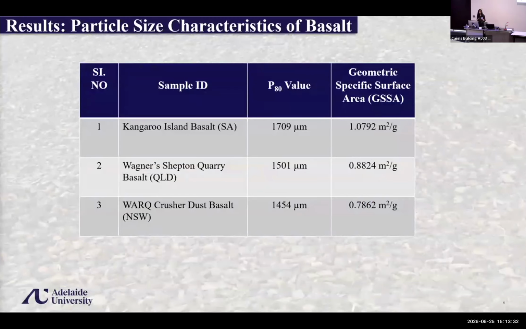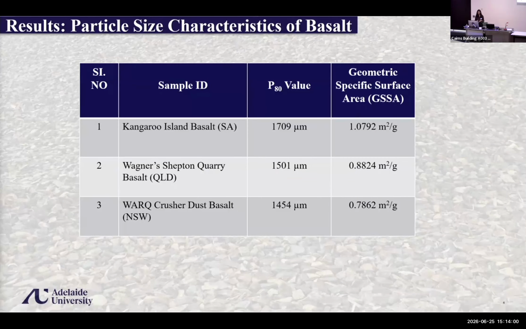Coming to the results of the particle size of basalt. The Kangaroo Island basalt shows a P80 value of 1709 micron, with a geometric specific surface area of 1.792 square meter per gram. That shows the highest P80 value and correspondingly the highest specific surface area. And then comes the Wagner's Shefton Quarry, at around 1501 micron. And next comes the War Crusher Dust. It's lowest for the War Crusher Dust, the New South Wales sample.